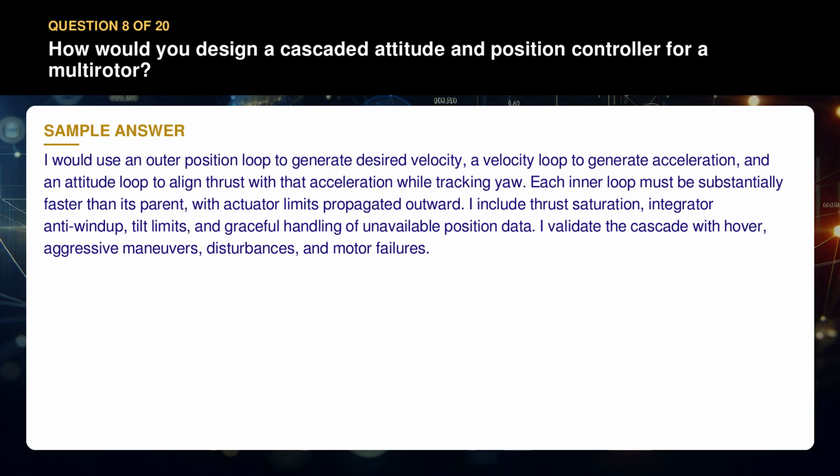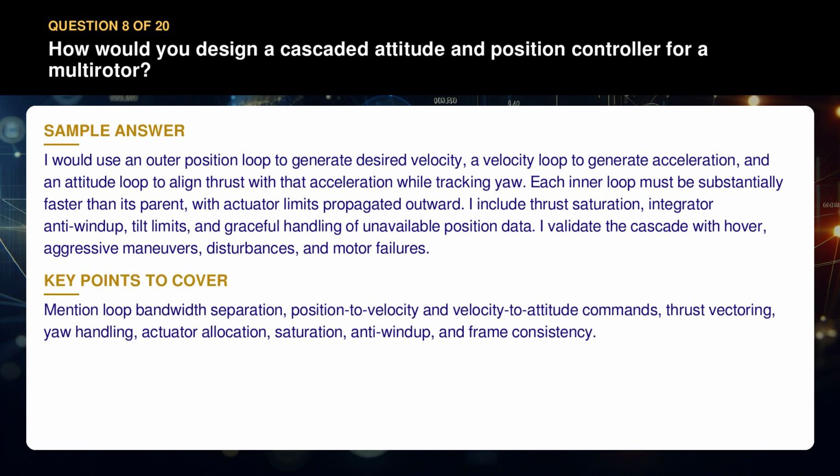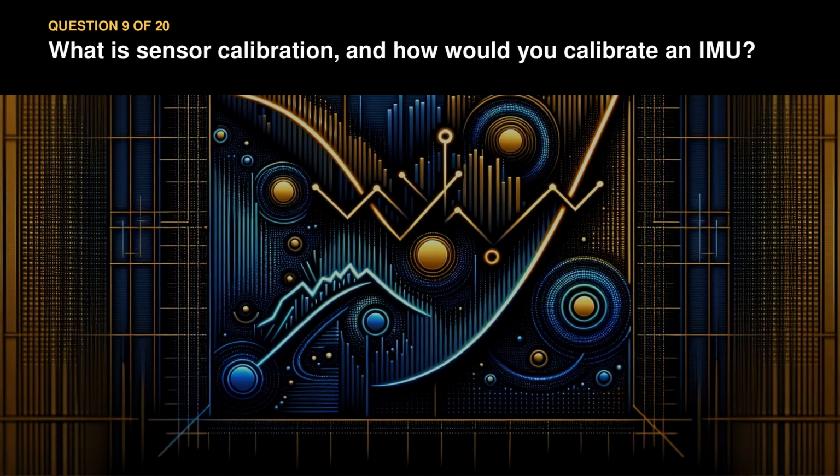I include thrust saturation, integrator anti-windup, tilt limits, and graceful handling of unavailable position data. I validate the cascade with hover, aggressive maneuvers, disturbances, and motor failures. Mention loop bandwidth separation, position to velocity and velocity to attitude commands, thrust vectoring, yaw handling, actuator allocation, saturation, anti-windup, and frame consistency. Question 9.